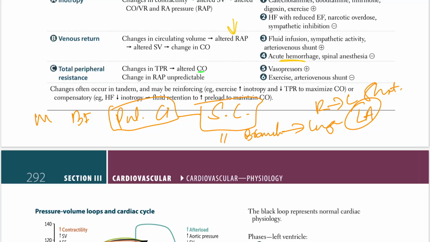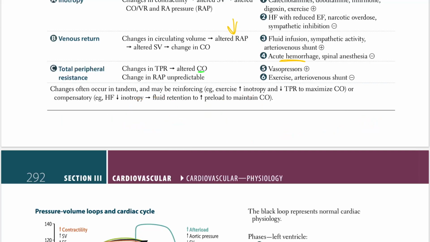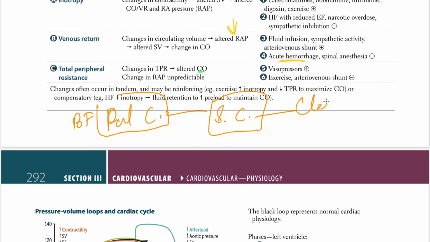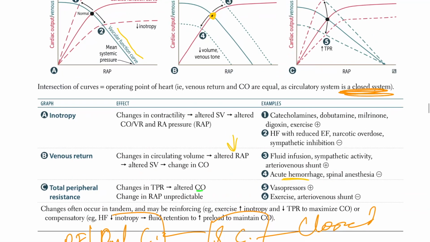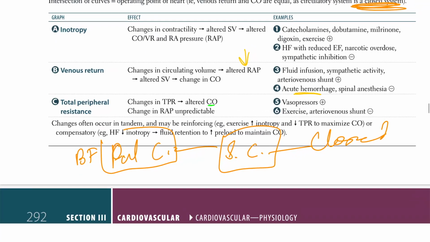So what do I mean by all of this? This is a very high yield point. It's saying that whatever blood flow you have in your pulmonary circulation, which you think is very small, it must match the systemic circulation, because we have a closed circuit here. It's mentioned right here, it's a closed system, a closed circuit, right? But there is an exception to this rule. What is the exception? The exception is bronchial circulation.